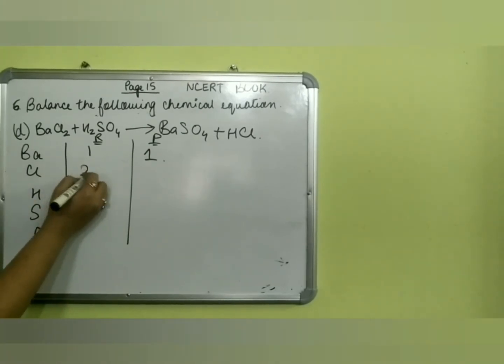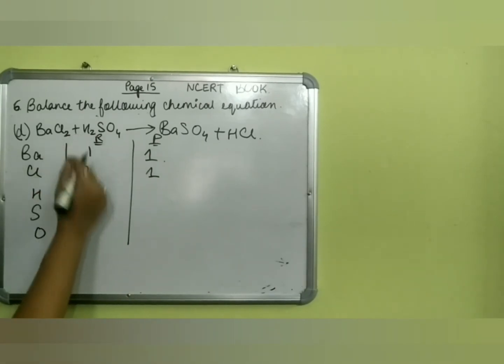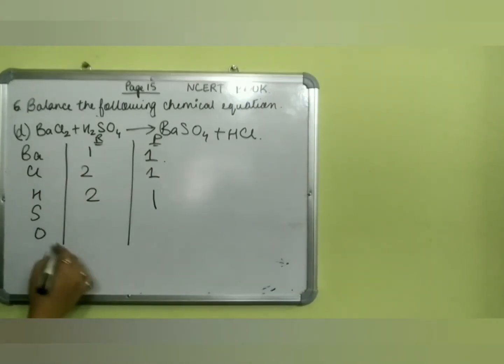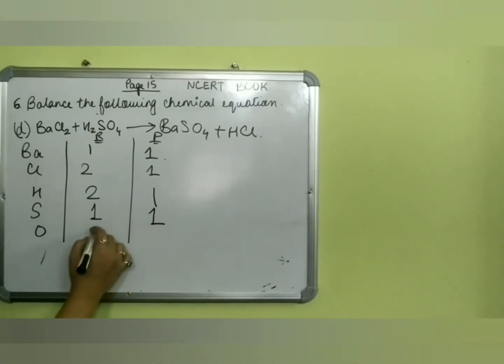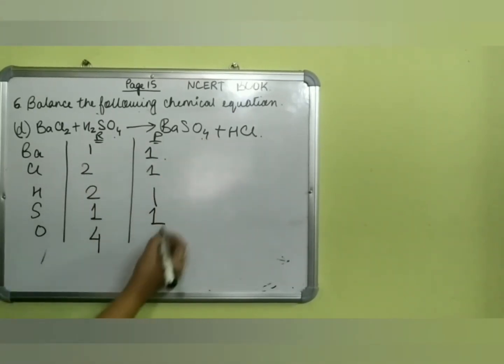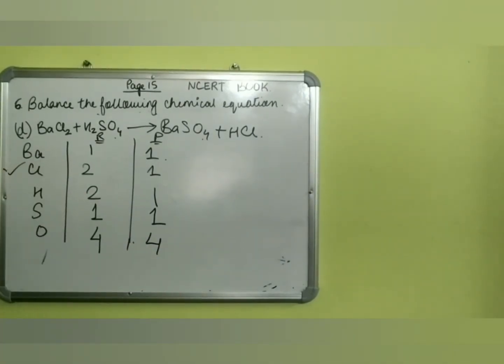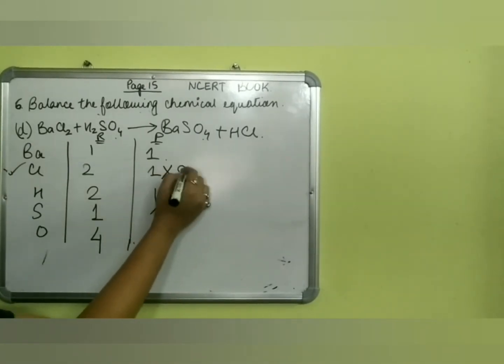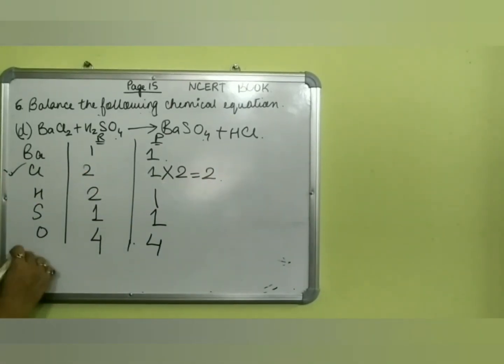And chlorine I have 2 in the reactant and 1 in the product. Hydrogen I have 2 in the reactant and 1 in the product. Sulfur I have 1 in the reactant and 1 in the product side. Oxygen I have 4 in the reactant and 4 in the product side. So now this is the chart. Now chlorine I am taking here, and since chlorine is unbalanced, I will try to make it balanced by multiplying it by 2. Now I get a similar number of atoms on both sides.